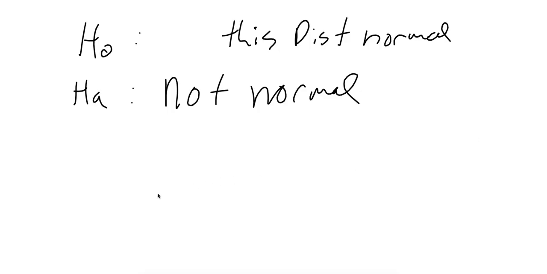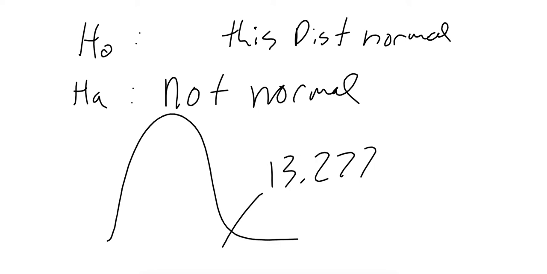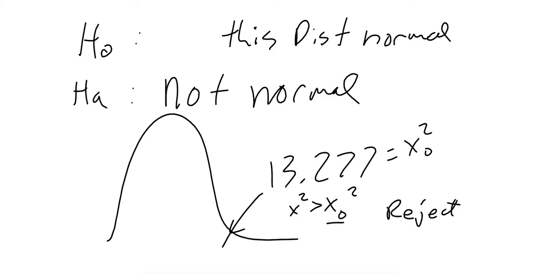So we have a chi squared distribution, 13.277. We're right here. This would be our x0 squared. If our x squared is greater than our x0 squared, then we're going to reject. Right? If x squared is greater than x0 squared, the chi squared critical value, we reject. Okay. So now we got to find the test statistic.